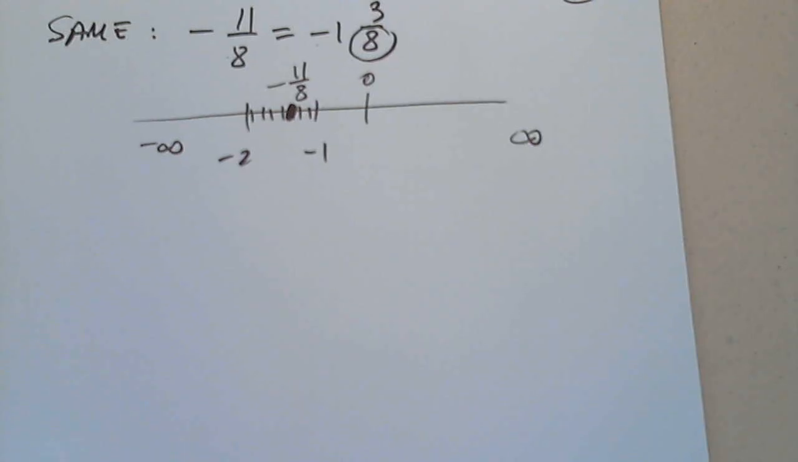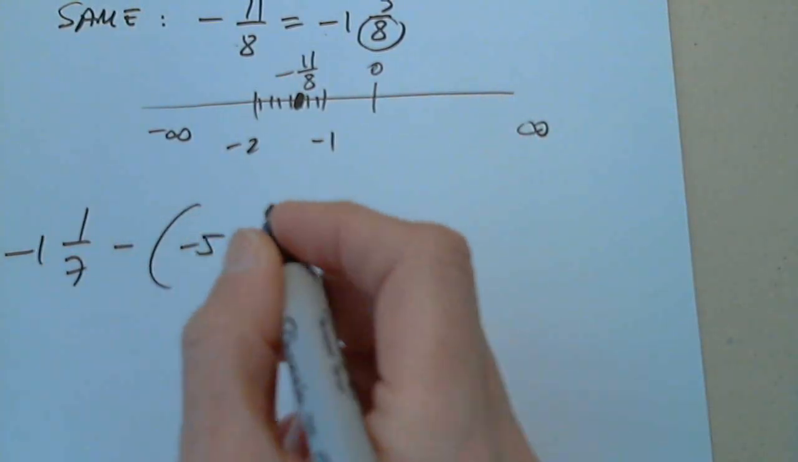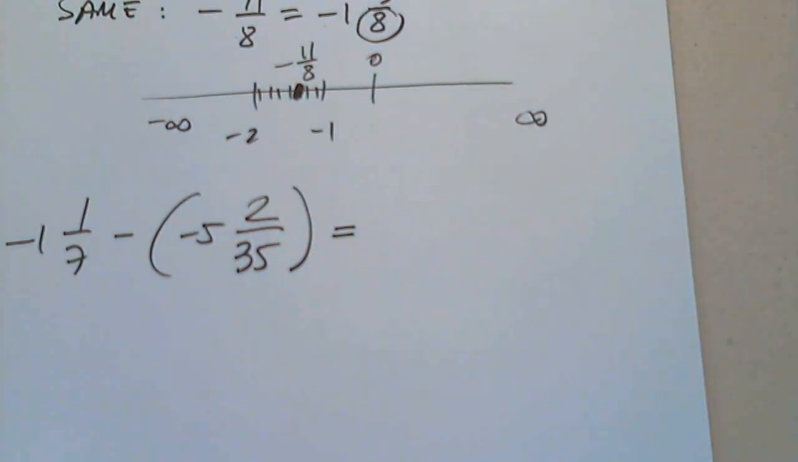More problems to work on. -1 and 1/7 minus -5 and 2 over 35. So let's take a minute on this.